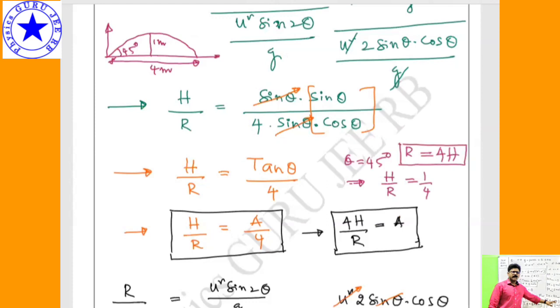How much height? Height is 1 meter. That means the horizontal distance it will travel is 4 meters. That is the meaning of r is equal to 4h. This will be the maximum horizontal distance traveled, only at an angle of 45 degrees. Hope this is clear. Like this, the questions will be there.